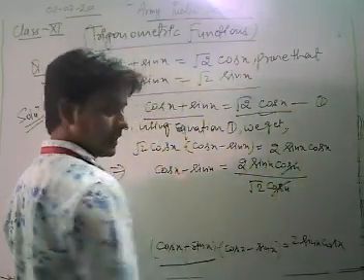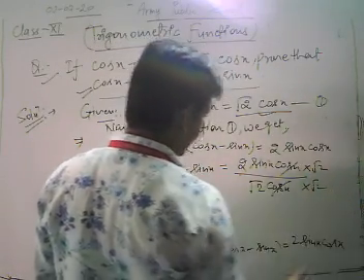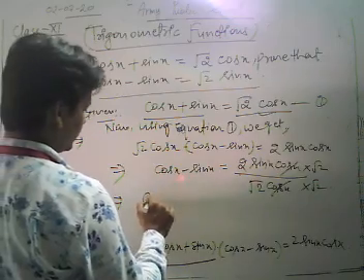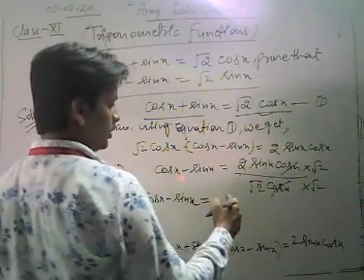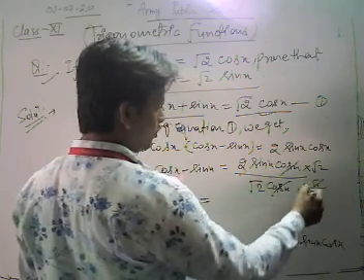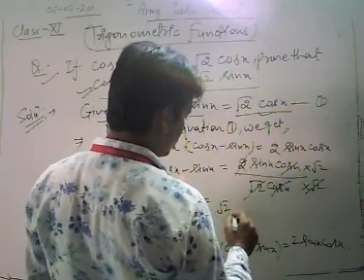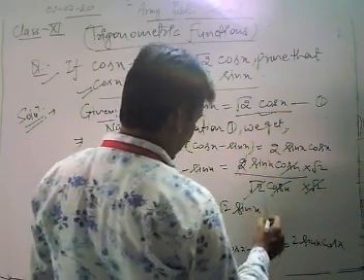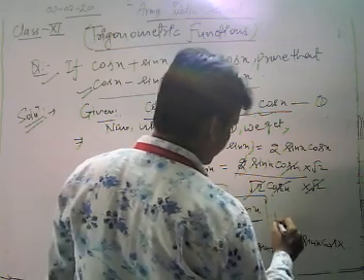Cos x and cos x cancel out. Now we multiply root 2 in both the numerator and denominator. We get cos x minus sin x is equal to root 2 into root 2, that is 2, and this is cancelled out. Then we get root 2 into sin x. Okay, hence proved.